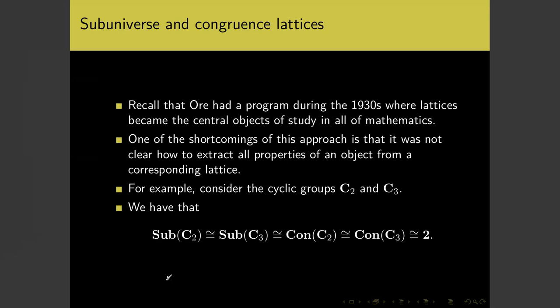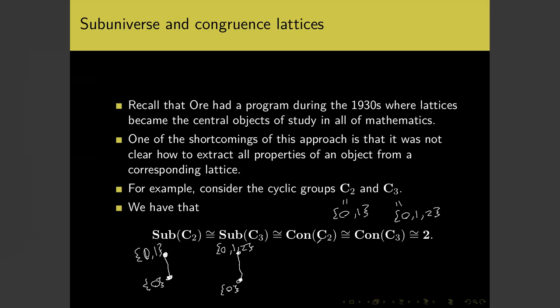So the subuniverse lattice of C2 actually has two elements. We have the set containing just, say, 0, or the identity, and then the set containing 0 and 1, if we write C2 as a set. And if we write C3 as a set, or its underlying universe, we're going to have 0, 1, and 2. Well, there are two subuniverses of the group of order 2, the trivial subgroup and the whole thing. Similarly, there are two subuniverses of the group of order 3, the trivial subgroup, which just has 0 or the identity, and the one that has all of the elements, 0, 1, and 2, because the other two non-identity elements generate the group.